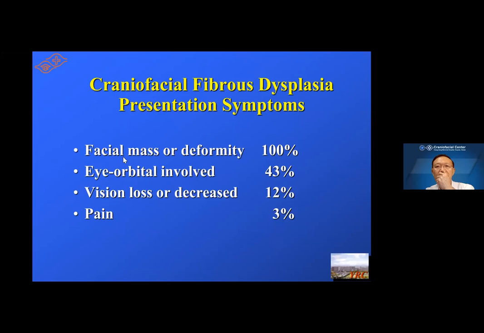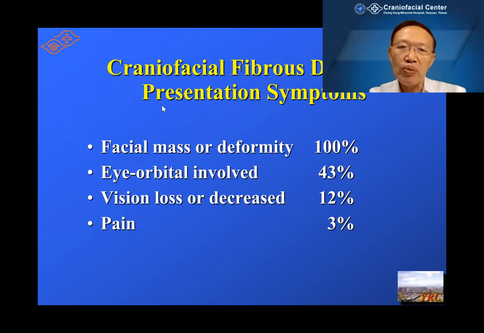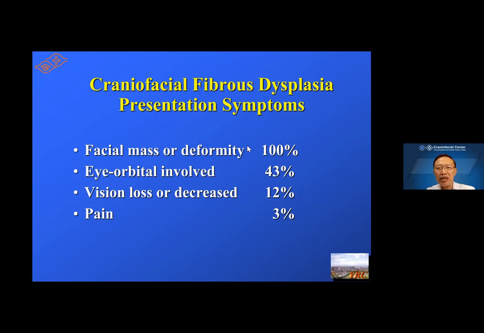As you can see in our craniofacial fibrous dysplasia, which is completely separated from what we classify as monostotic or polyostotic, we only talk about the craniofacial fibrous dysplasia area, where we classify it as craniofacial fibrous dysplasia, whether with syndrome or not. And 100% of the patients complain about the facial mass or deformity, and about half of them involve the orbital area, as well as the zygoma, sphenoid, and sometimes maxilla.